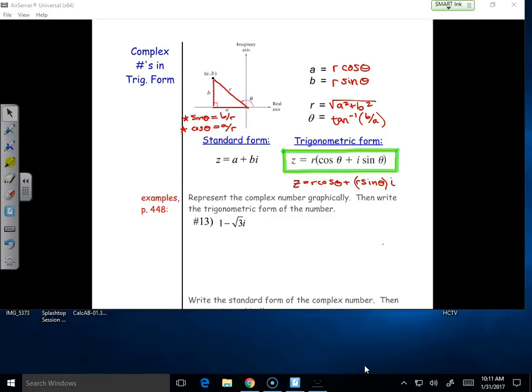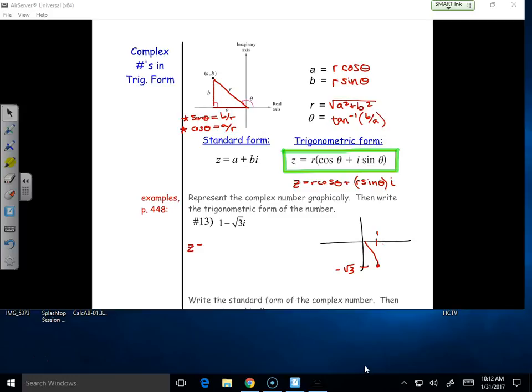As you get to the example down below, it says, here's a complex number, graph it, and write it in trig form. Graph it, what quadrant is it in, kiddos? The a is positive, which means go to the right one. B is negative, which means go down root 3. We have our point. Then write the trig form.